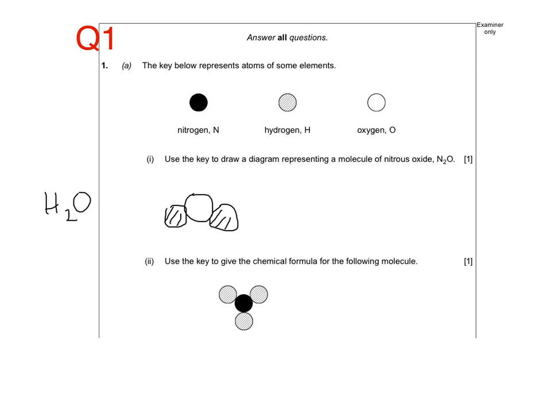Again, we're using this key to answer the second part of the question. We're looking for these symbols and their meaning, and we can see that this is shown here, and we can see hydrogen is shown here. So we just need to write down how many atoms of each are present.